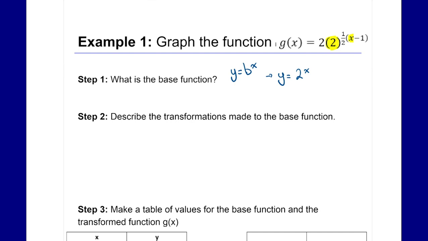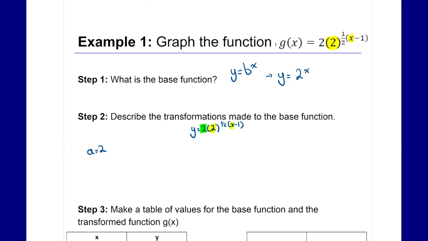That means that anything that is not that 2 to the power of x is going to be a transformation. It should be one of those variables. So let's go through and describe the transformations made to this base function. I'll write it here again, y equals 2 times 2 to the power of 1/2 x minus 1. The 2 here is part of our base function, and so is the x. So I do have an a value of 2. So a is 2.